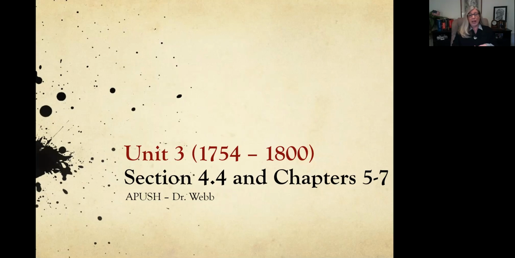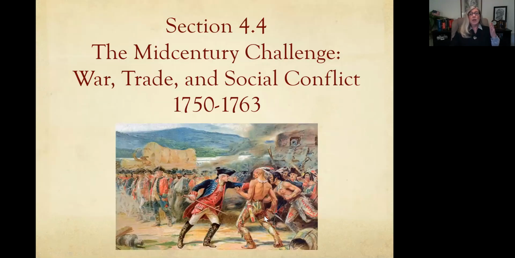And then the end point, 1800, that's going to be the election of Thomas Jefferson. And that's when we transition the power of the government from one political party to another. So those are two important dates as we move forward. We see in this early period, 1750 to 1763, that there's a lot of conflict between the British and the French in Europe, and that ends up spilling over into the colonies.